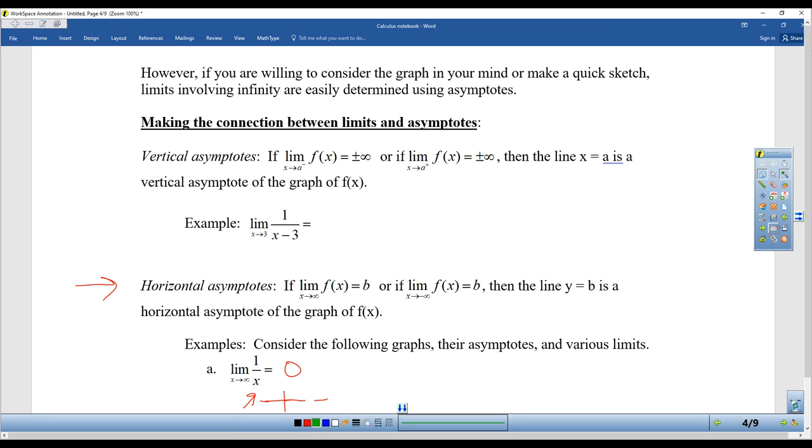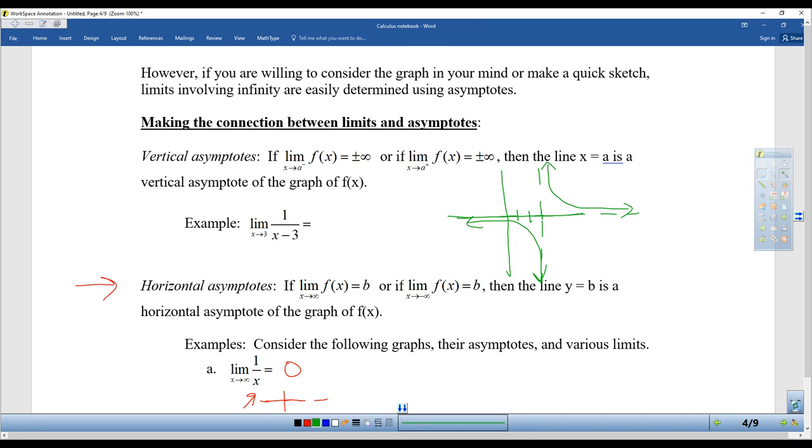All right, I'm going to go back a page because we went straight to horizontal asymptotes. I did skip over vertical asymptotes. We did this right at the beginning of this lesson. As you approach a vertical asymptote, there's really only 2 things that can happen. So on this one, the vertical asymptote is at 3. Horizontal asymptote is at 0. This equation looks like this.